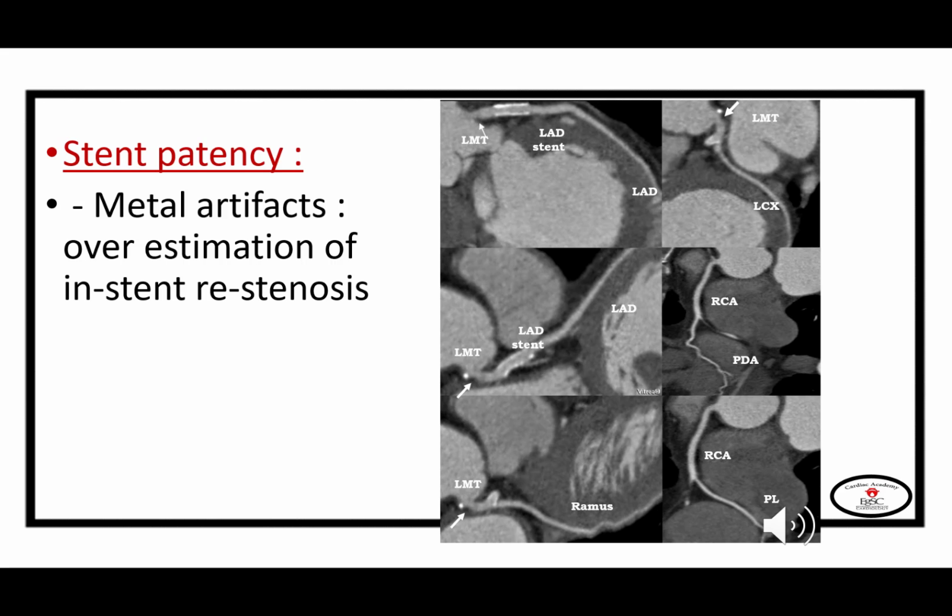As for coronary artery stents, CT coronary angio is not the best technique to evaluate the stents because of the artifacts created by the metal from the stents, and this can cause overestimation of the presence of in-stent restenosis. However, several studies have shown that we can usually use CT coronary angio to determine the patency and the presence of in-stent restenosis in stents larger than 3 millimeters in diameter.